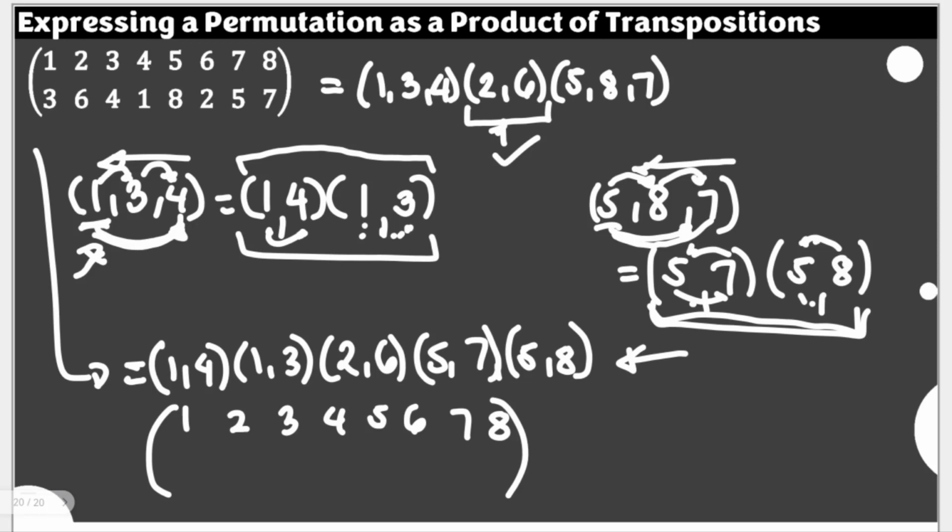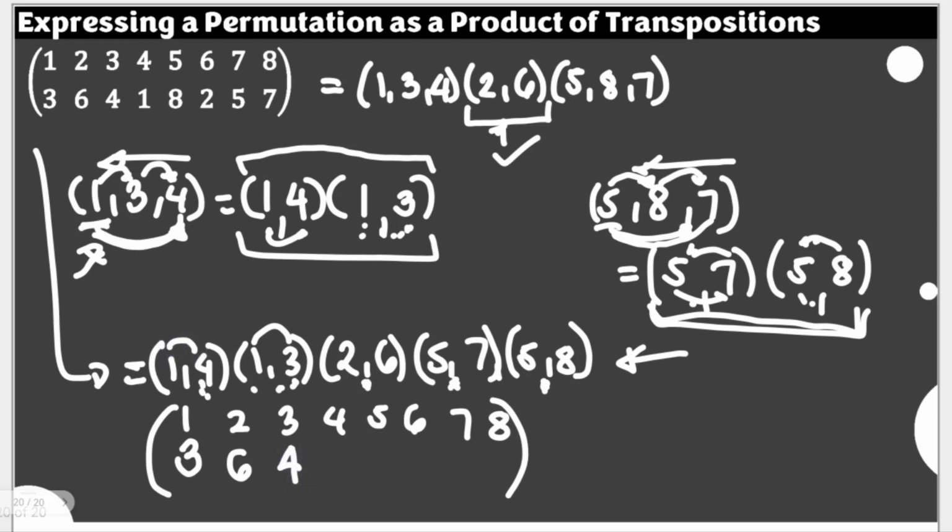Let's start with 1. 1 is mapped to 1, 1 is mapped to 1, 1 is mapped to 1, 1 is mapped to 3. 3 is mapped to 3. Next, 2. 2 is mapped to 2, 2 is mapped to 2, 2 is mapped to 6. Now we are at 6. 6 is mapped to 6, 6 is mapped to 6. How about the 3? 3 is mapped to 3, 3 is mapped to 3, 3 is mapped to 3, 3 is mapped to 1. But 1 is mapped to 4.